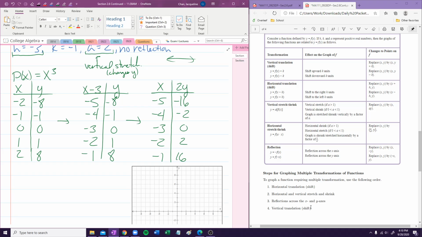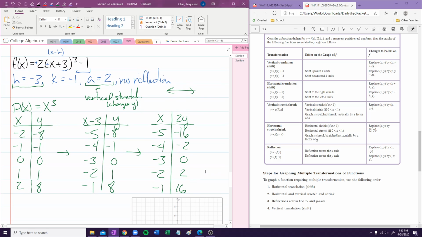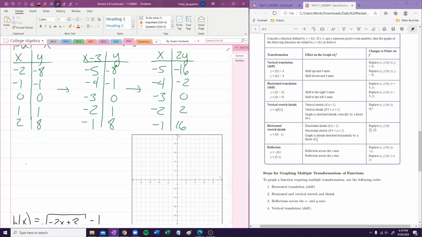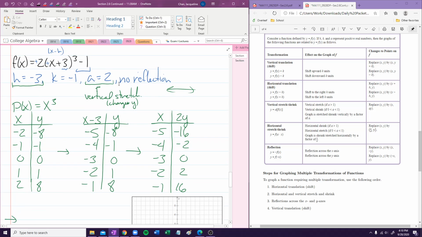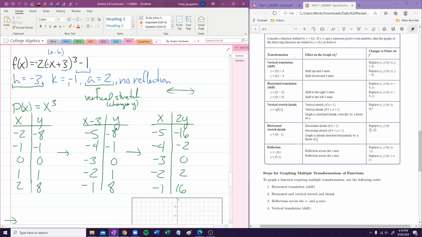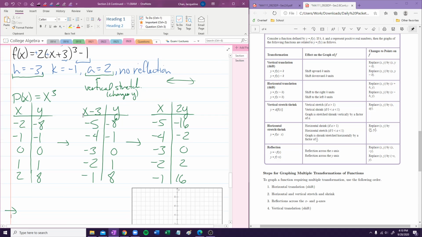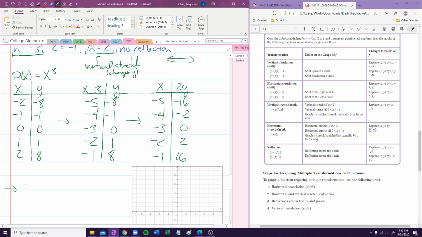Right? So there is no reflection. Since there's no reflection, we don't have to do anything with that. But now what we have to do is k equals -1. K represents the vertical translation. Vertical translations change our y values.